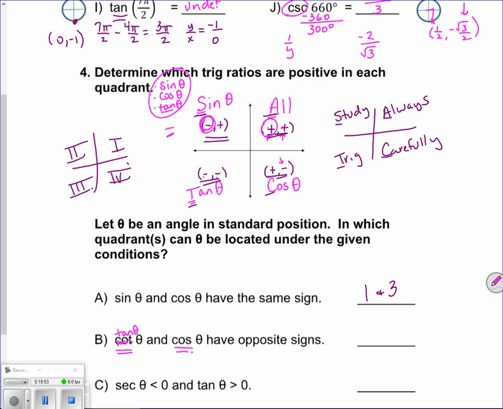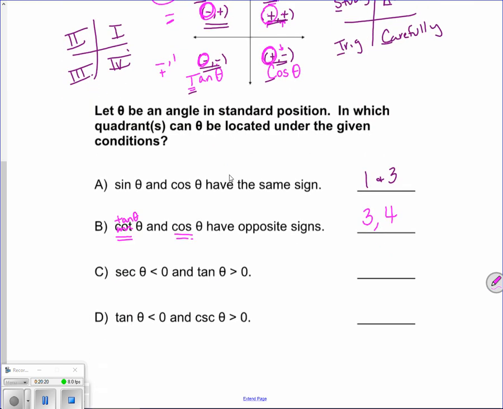In quadrant 3, cosine is negative, but tangent would be positive. Those are opposite, so quadrant 3. In quadrant 4, cosine is positive, and tangent would be negative, so those are opposite, so we get 3 and 4. So there you go. Last few. See if you can do those. Remember, the reciprocal functions are the same as their partners.